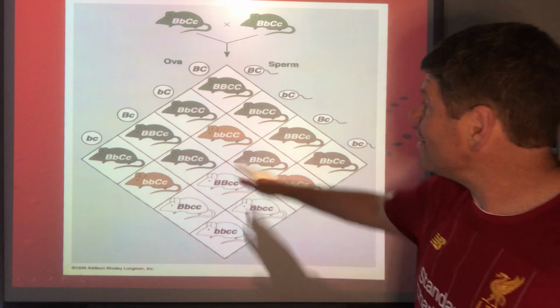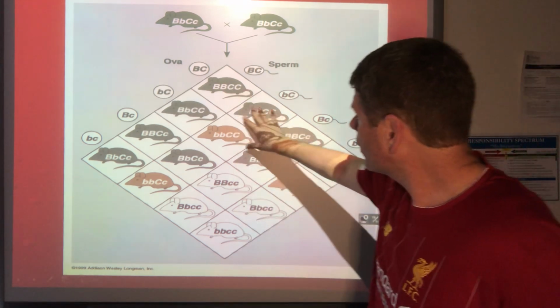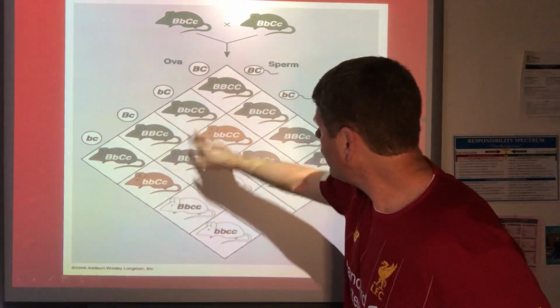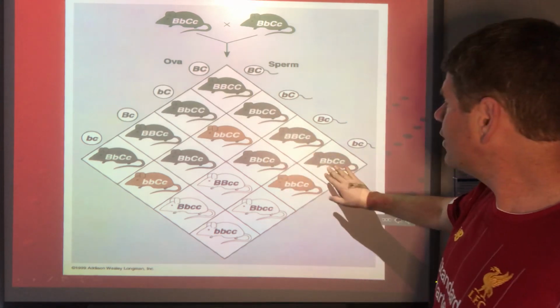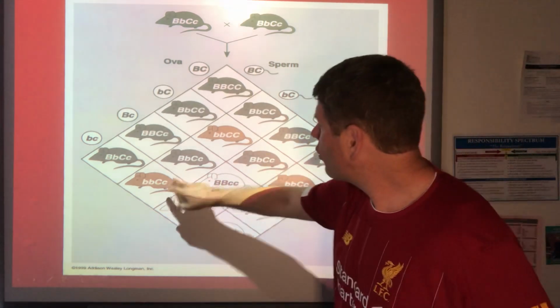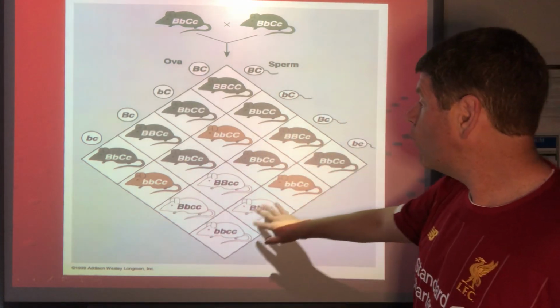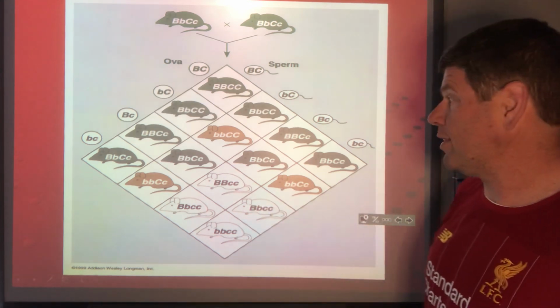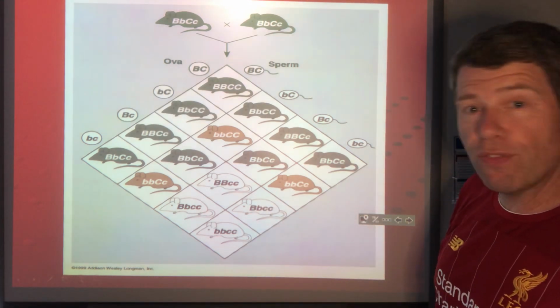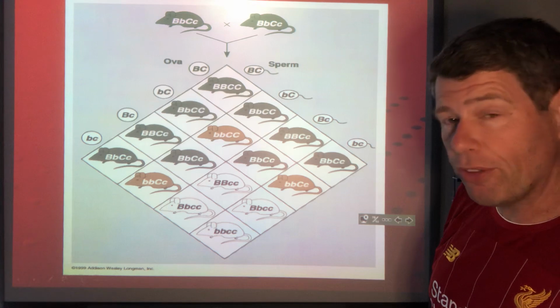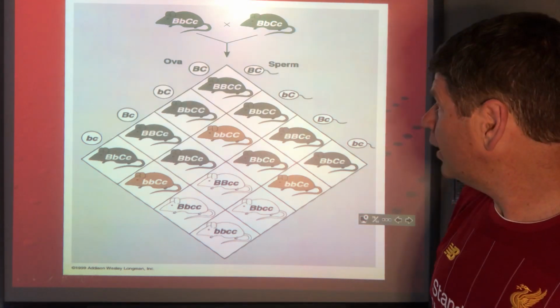We have a 9. Do we have 9? 1, 2, 3, 4, 5, 7. Yes. 9 black mice, 3 brown mice, 4 white mice. We don't even have a 4th phenotype to worry about. There's only 3 phenotypes in this situation.